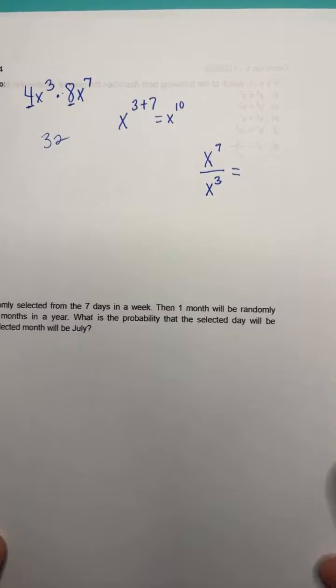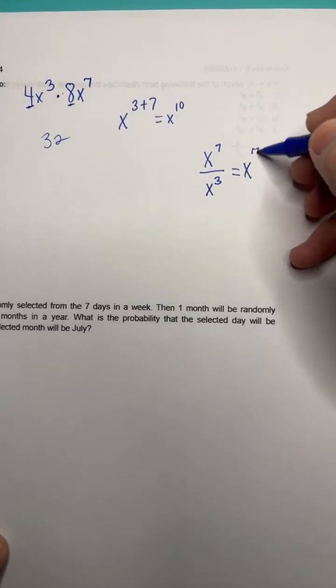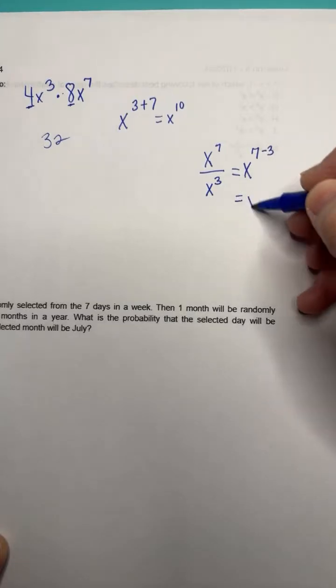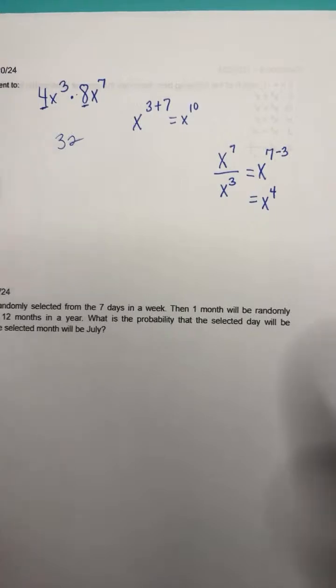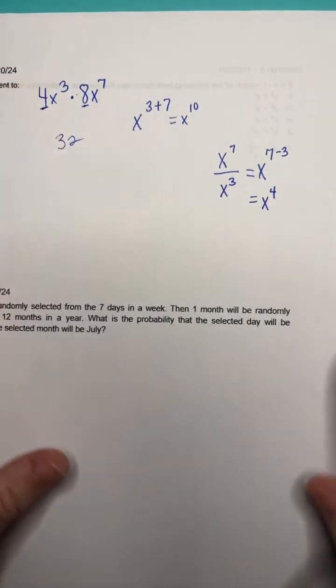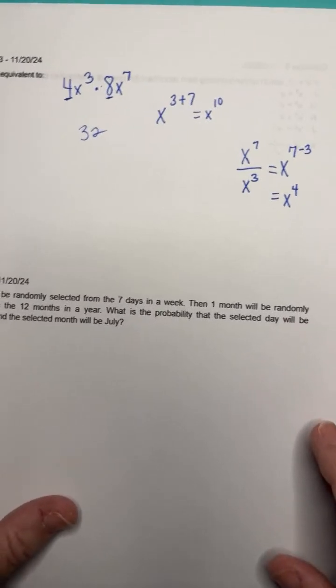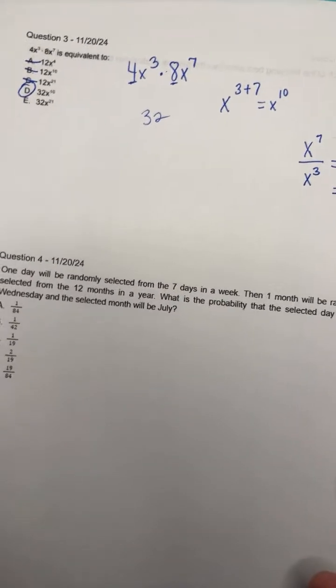We're going to subtract the exponents. It would be x to the 7 minus 3, which is x to the 4th. Okay, so that's very important. Those are skills that you're more than likely going to see, something where you have to use that knowledge.